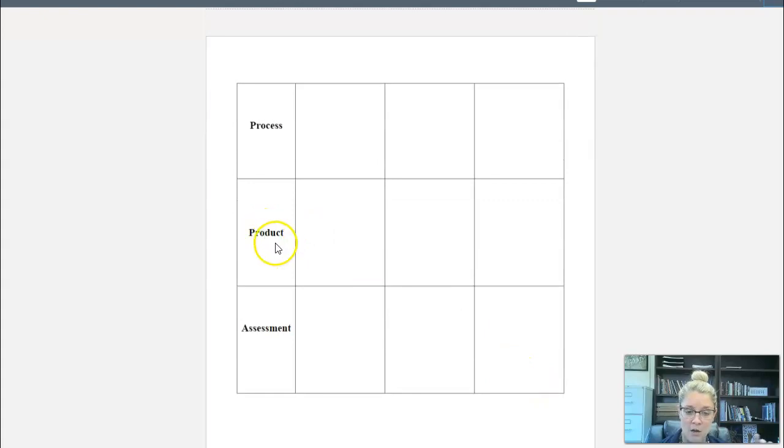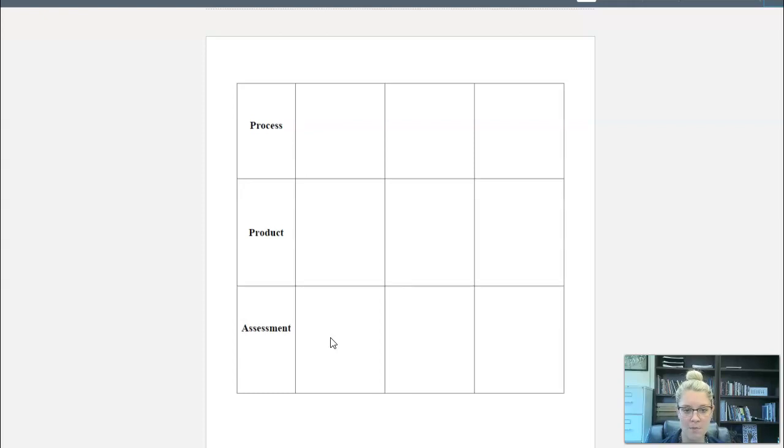So the product, whatever it is that they're doing to demonstrate their learning, which also may be the assessment. It may just be something they're doing at the end of that lesson. That's more of a formative assessment, or something that they're creating as a group, which may or may not be their final assessment that they may be working on individually. But the product and the assessment sometimes are one and the same, but come up with ideas for both.